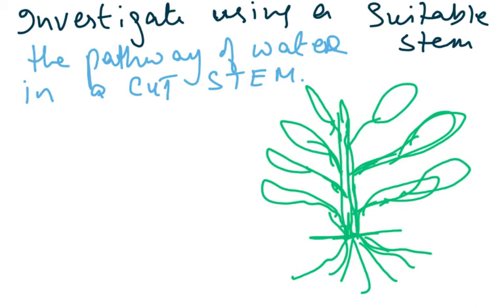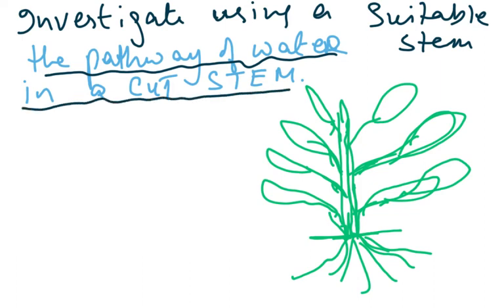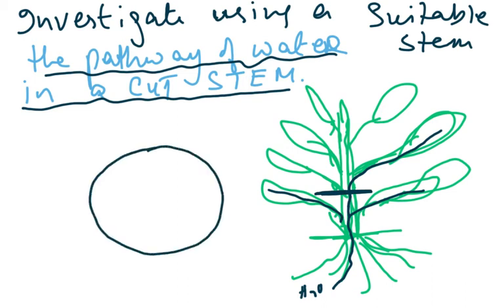Now the next syllabus point which we need to discuss is to investigate, using a suitable stem, the pathway of water in a cut stem. Something you've got to do is, number one, first prove to me that the water molecules from the soil have gone all the way up and into the leaves. And then I want you to tell me where they travelled in the stem. So I need to cut a section of the stem. And if you remember, the section of the stem was like this, and the vascular bundles were on the sides.